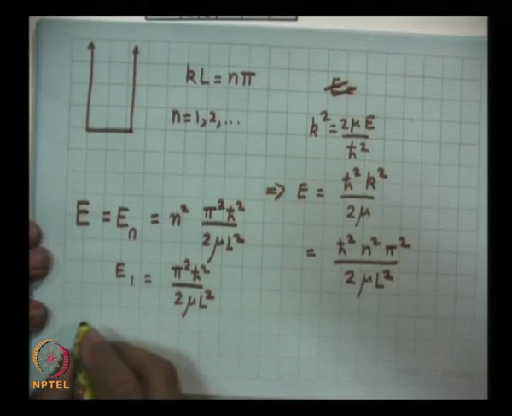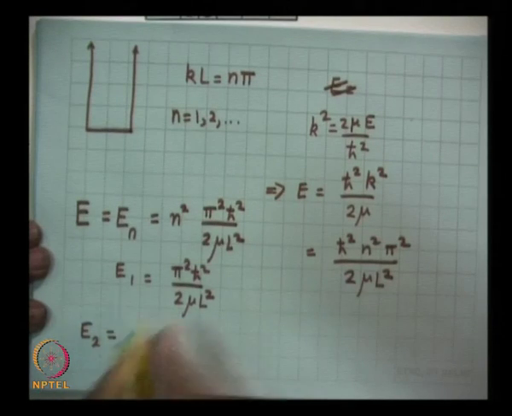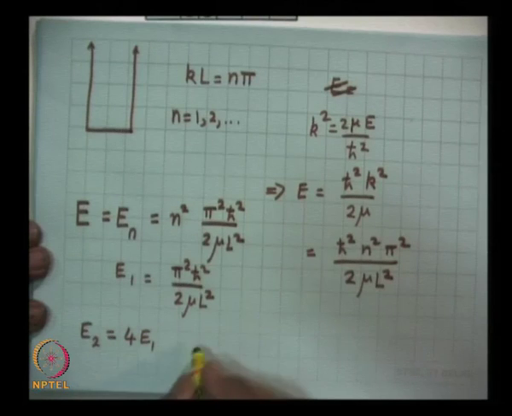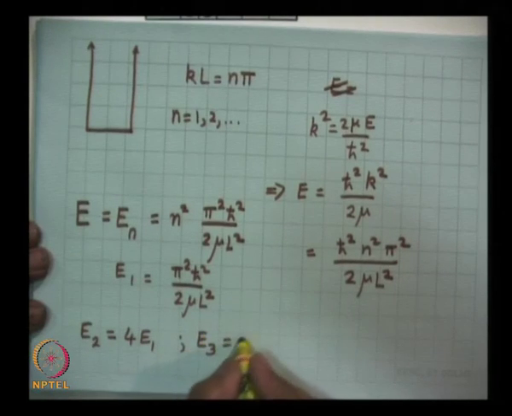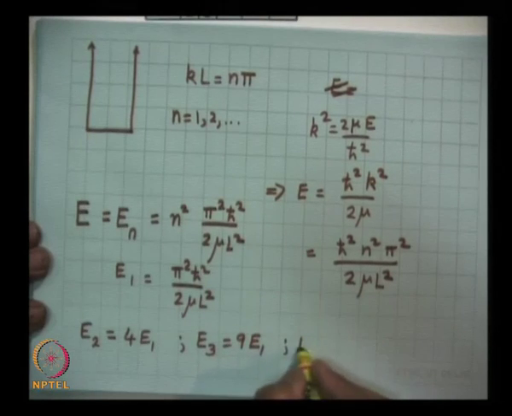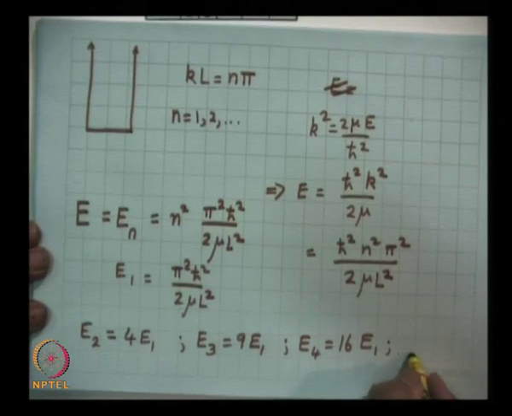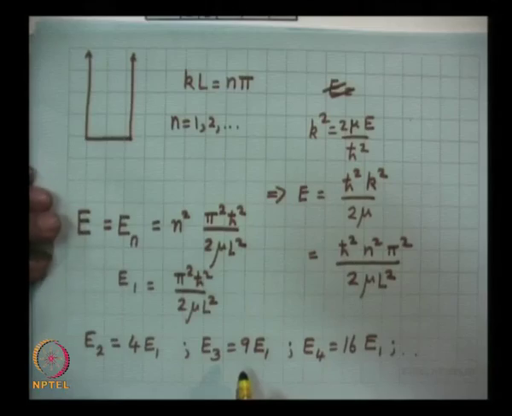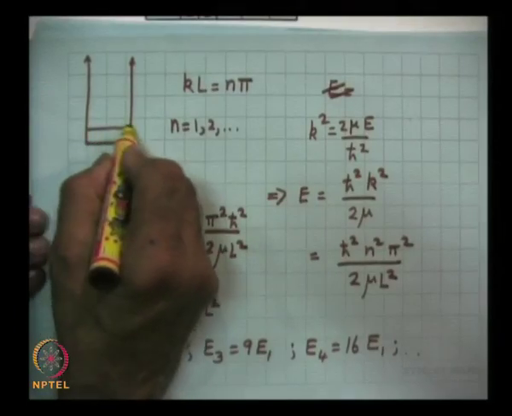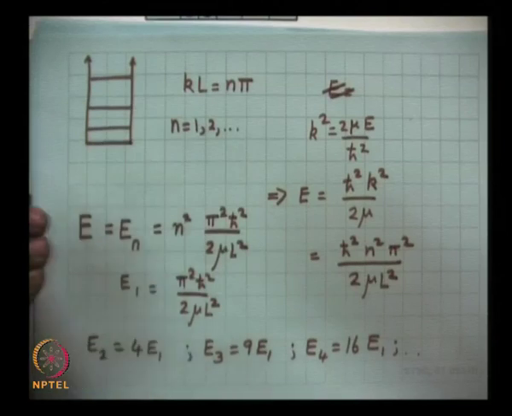So, you will have E 2 is equal to 4 times E 1, E 3 is 9 times E 1, E 4 is equal to 16 times E 1, and so on. So, the particle can take discrete energy levels. This is quite a difference from classical mechanics, where a particle can take a continuum of energy values. So, you have a particle in a box that can take only a set of discrete energy levels.